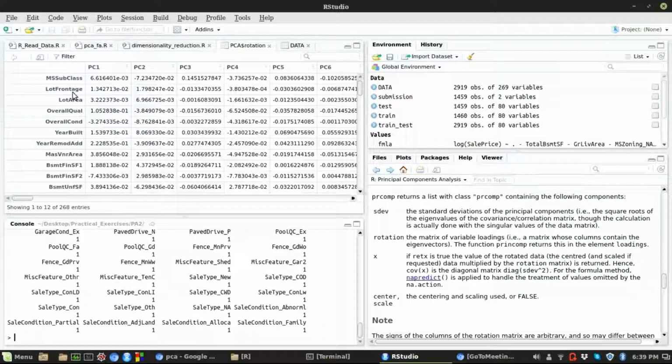So if it is fixed, that means whatever MS subclass is contributing, if it is contributing more, that means the others will be contributing less, and so on. And the same thing is the other way around also. MS subclass is a rotation of PC1 to PC268. So you rotate back essentially. This is a way of rotating it back.